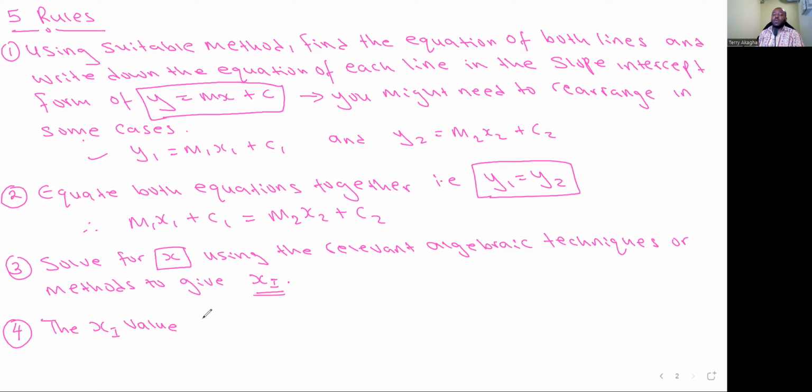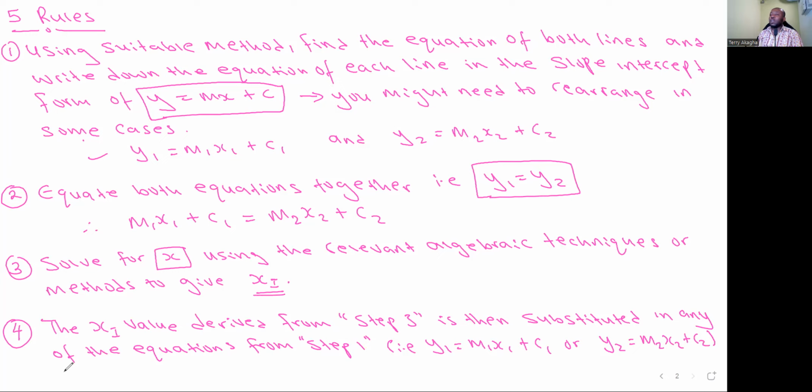Okay? So you can use either y1 equal to m1 x1 plus c1, or y2 is equal to m2 x2 plus c2. Any of that. But when you solve, after it will give you what? To give you y, to find for y. Now this y is the same thing as the yi. Is that right? So the same thing as the yi.